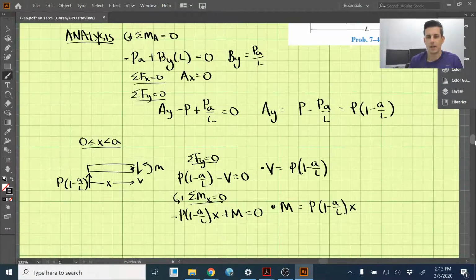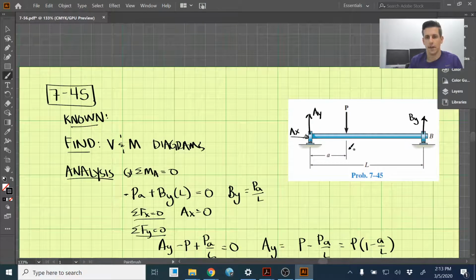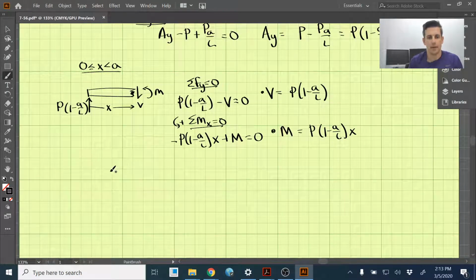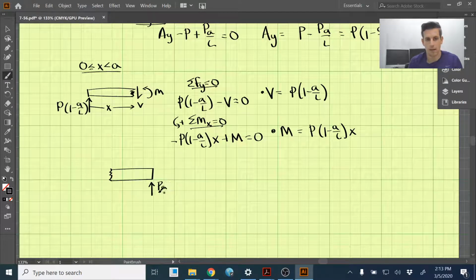For the second side, from A to the end of the beam here, I'm actually going to do something a little bit different, and I'm going to draw the right-hand side of the shaft. So we have this here. We figured out By, which was PA over L, and we still have x coming from this direction. All right.